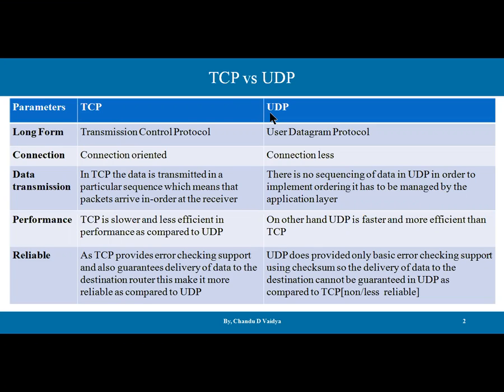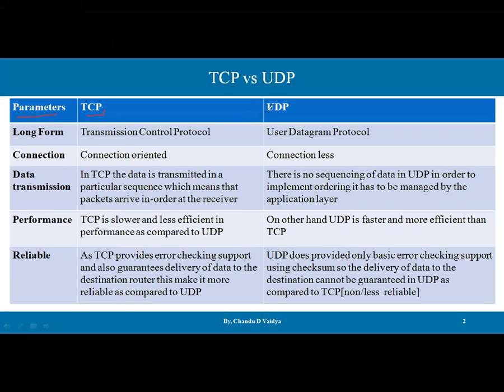We have three columns. The first column is the parameter, in the second column we have the TCP protocol, and in the third column we have the UDP protocol. The first difference is the long form. TCP stands for Transmission Control Protocol, whereas UDP stands for User Datagram Protocol.